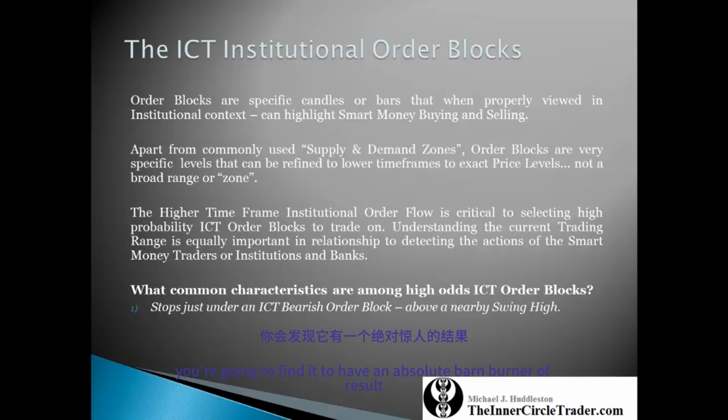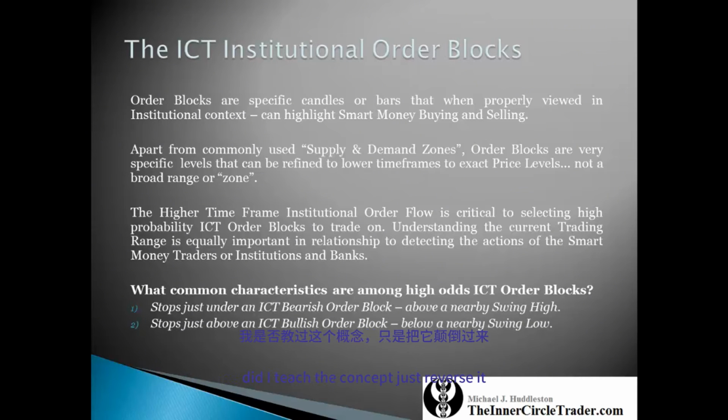But if you focus on the ones that do have this scenario, you're going to find that they have an absolute barn burner of result in terms of having a profitable setup that resides at these particular bearish order blocks. And much like everything else that I teach, the concept is reverse it, and it's the same thing for the other side of the spectrum. For an ICT bullish order block, stops will be resting just above the order block, which will typically be right below a nearby swing low.